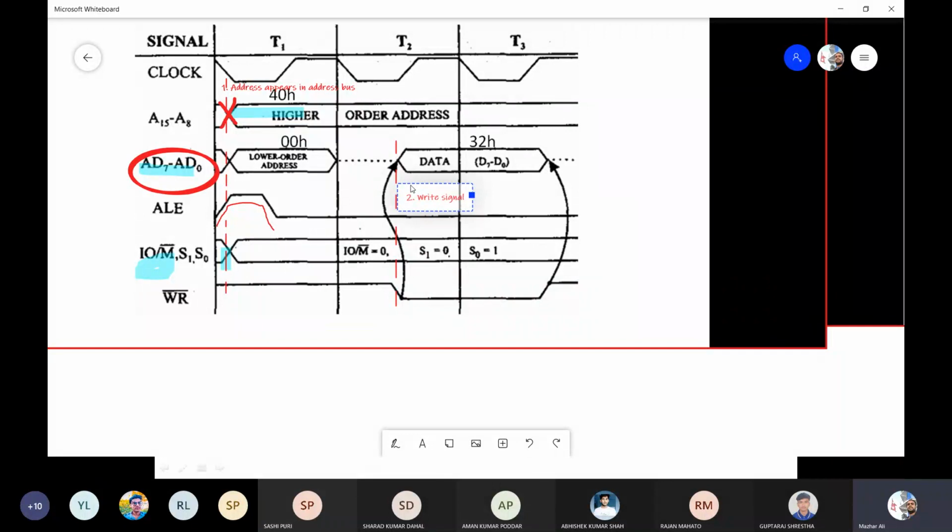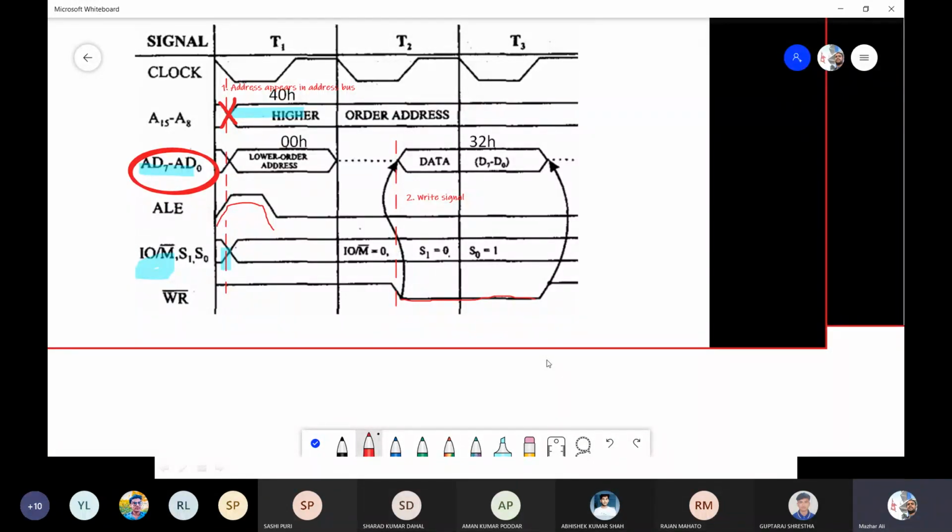The write signal is generated by the microprocessor, and you can see that the write signal is also an active low signal. An active low signal is one which indicates something when it has a value 0. So it indicates that the write operation is going on when it is 0, and when it is 1, it means nothing else. Just like the read signal, the write signal is also active low.